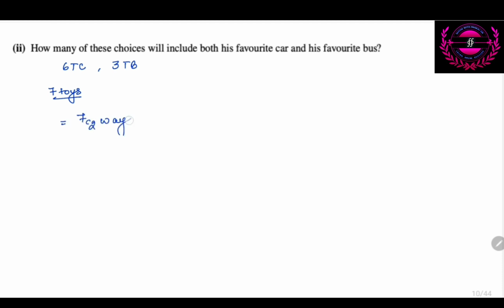7C2 ways. Let's move to the next question. Freddy arranges nine toys in a line. Find the number of possible arrangements if the buses are all next to each other. So all the buses are together. This is bus 1, 2, and 3. So it is given that these buses must be together.